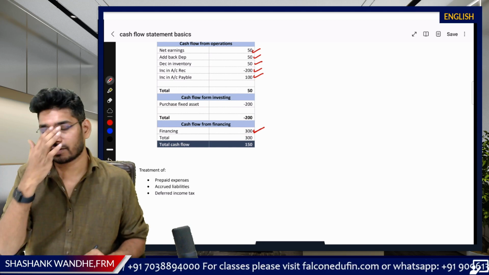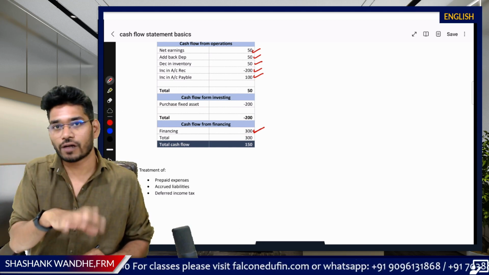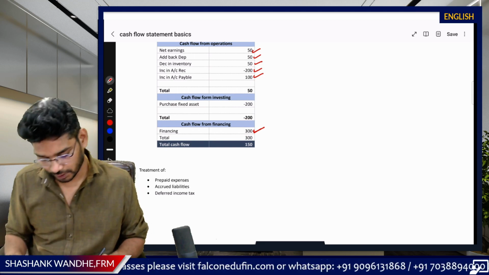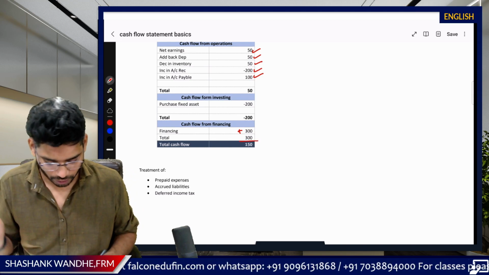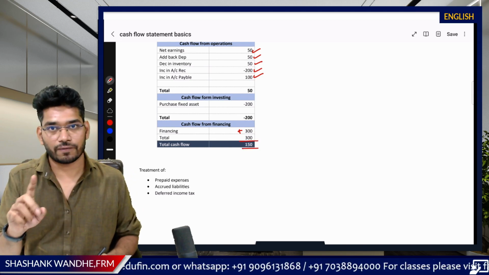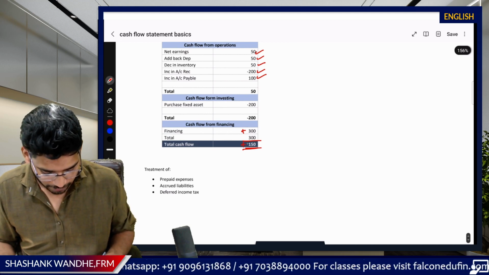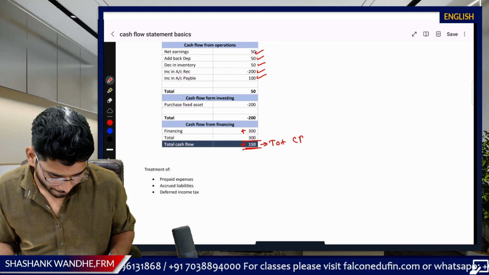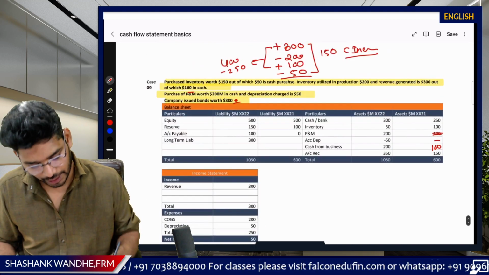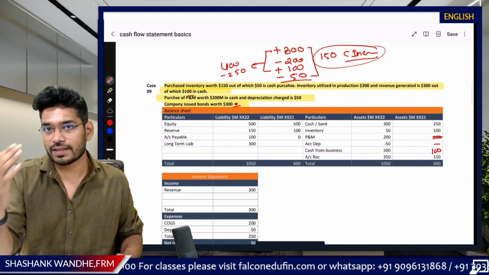Cash flow from financing. So bonds, equity, new shares issued, new bonds issued, new loan taken, all will reflect in the CFF part, the cash flow from financing part. So you will have here plus 300. If you take the total, the cash flow is 150 only, right? So very simple. This is our net cash inflow, and our total cash inflow is 150 only. So this is how we work with this CFO part.